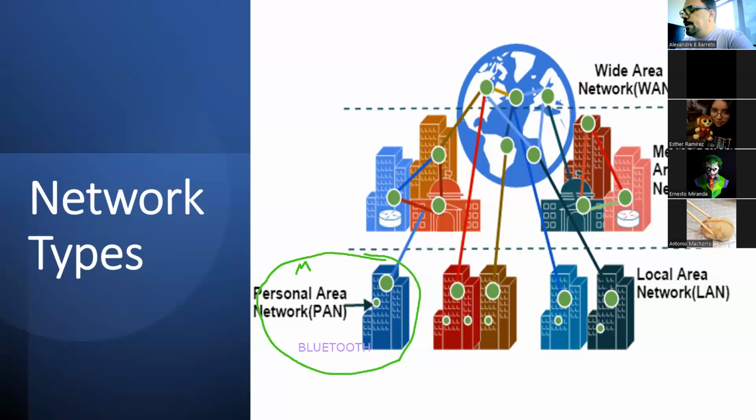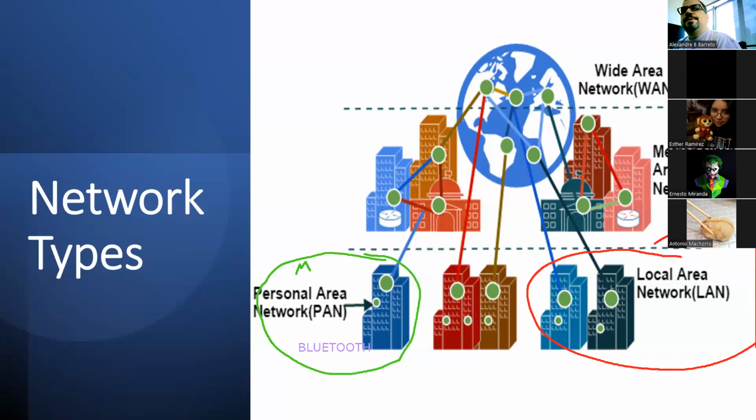Another type of network is, I changed the color, the local area network, okay? When you talk about local area network, I'm talking about a network that organizes, for example, an office, a house, a small group of people or a small group of devices.